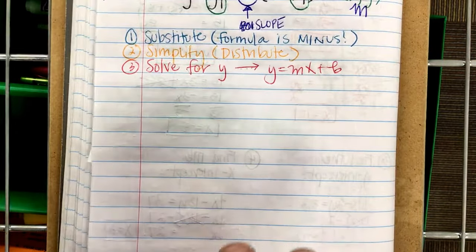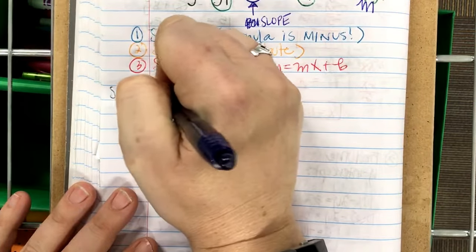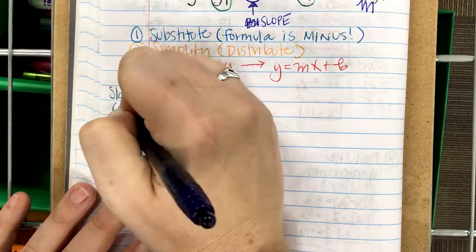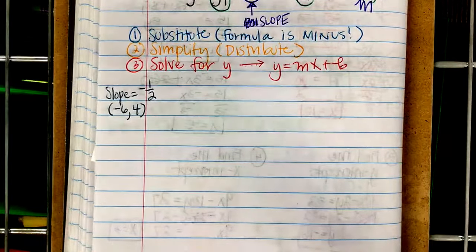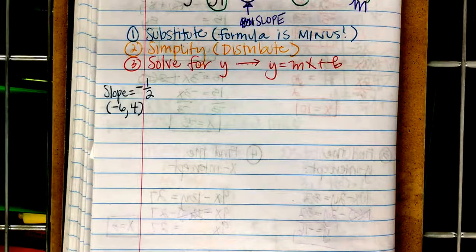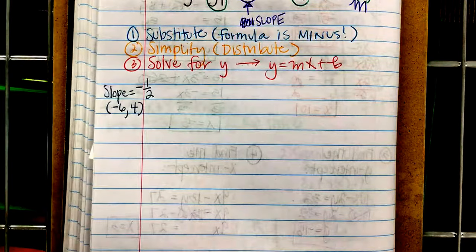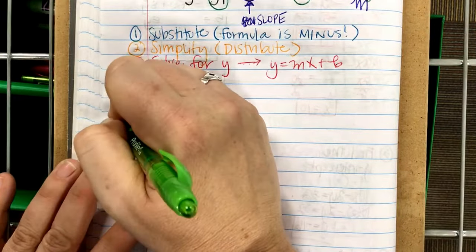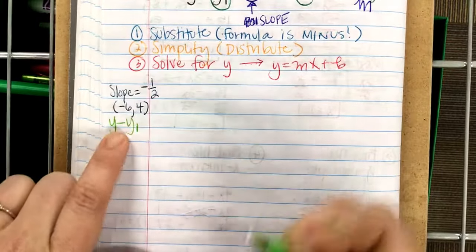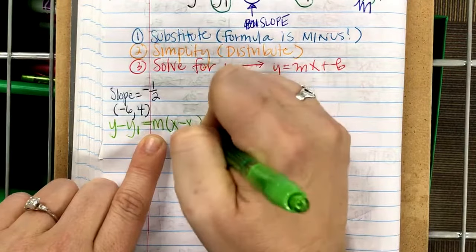All right, we're going to practice. All right, let's try it. If your slope is -1/2 and your point is (-6, 4), I'm going to rewrite the formula. The more times we write something, sometimes the easier it is. So y minus y1 equals m times x minus x1.